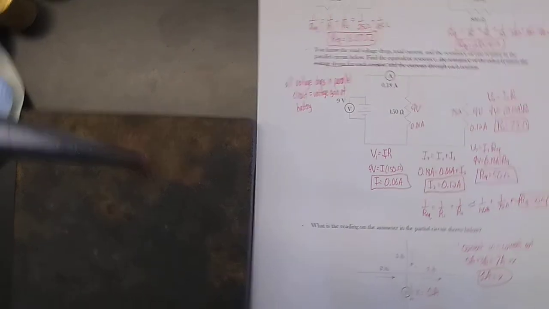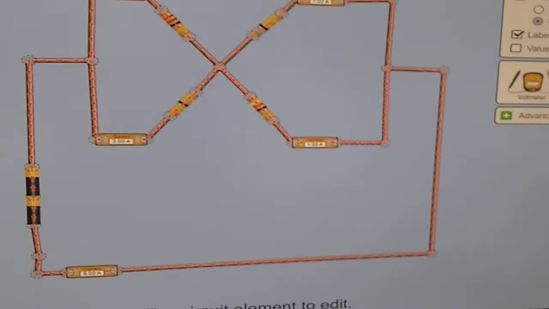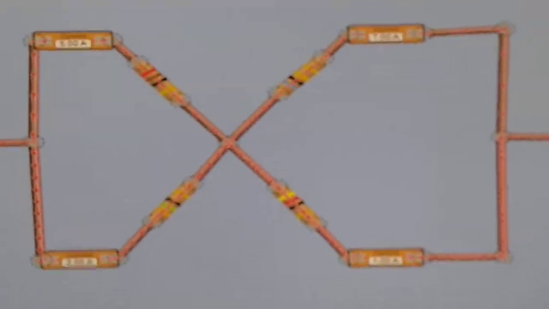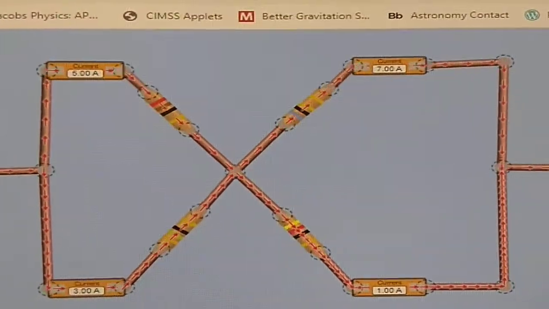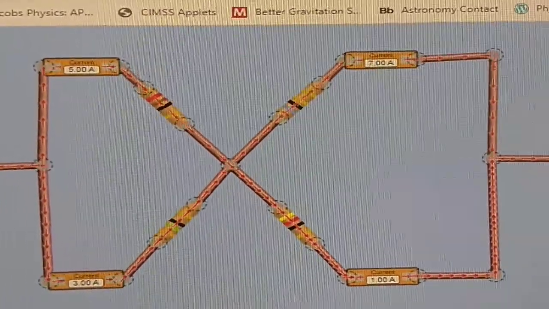And I've even got an example of this set up here. If we zoom way in. 5 amps flows in, 3 amps flows in, 7 amps goes out, and 1 amp goes out in that bottom right-hand side.